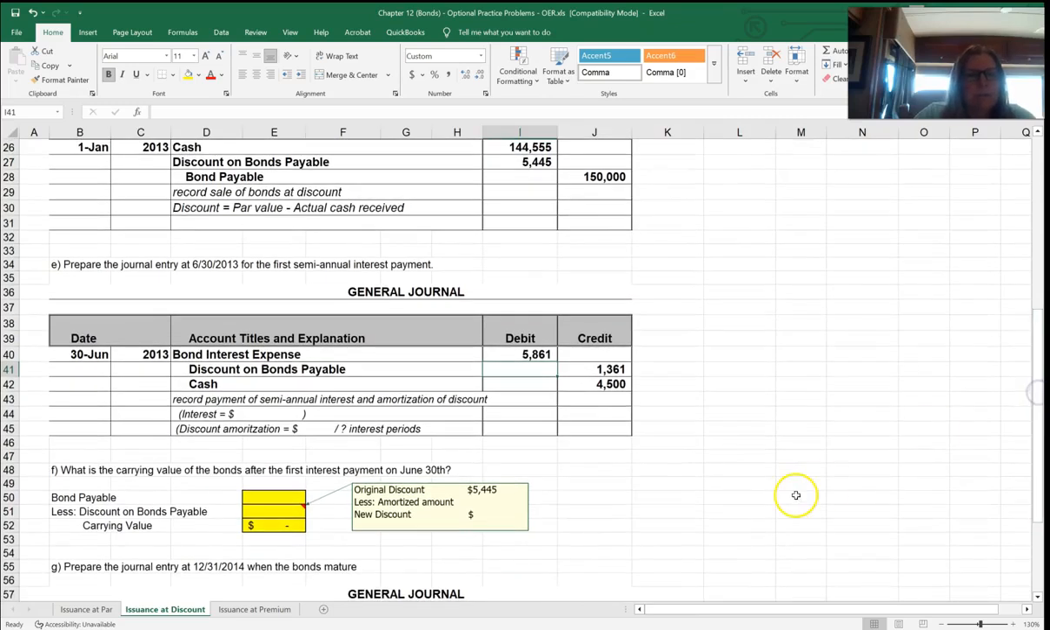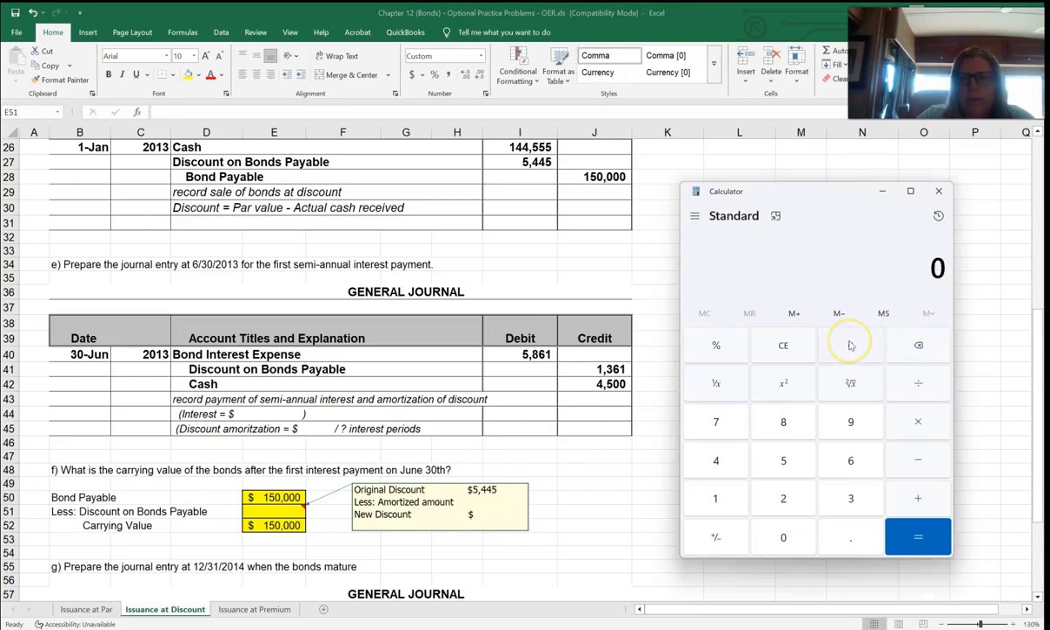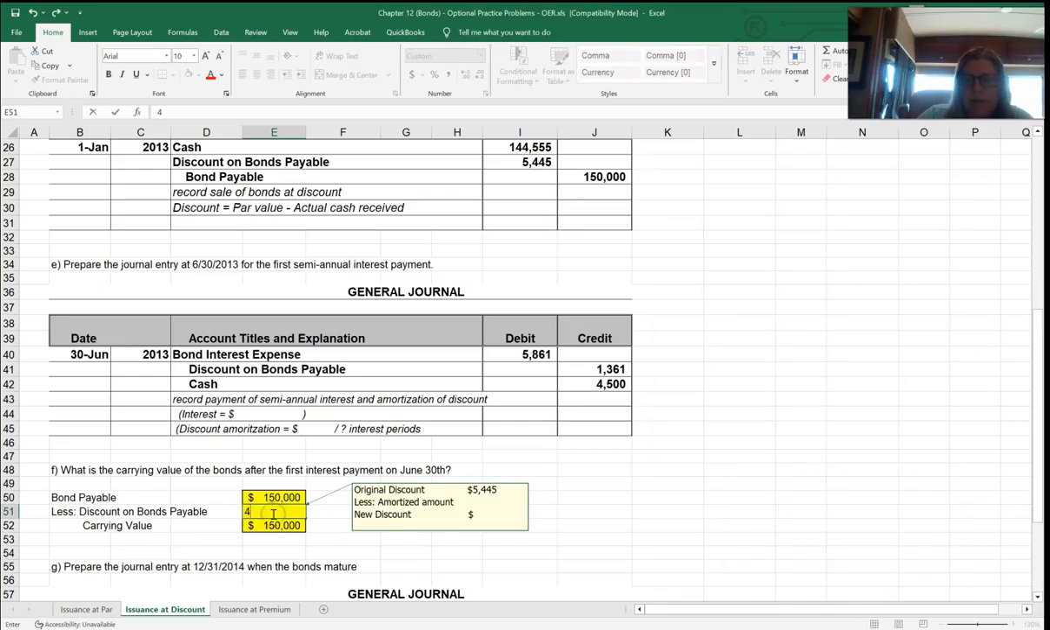So then the next thing is, what is the carrying value of the bond, or what's the new discount amount, now that we have paid that first interest payment? So the bond payable was $150,000. And remember, the discount was $5,445, and we just decreased it by the $1,361. So the new discount on bonds payable balance is $4,084. So our new carrying value of our bond is $145,916.